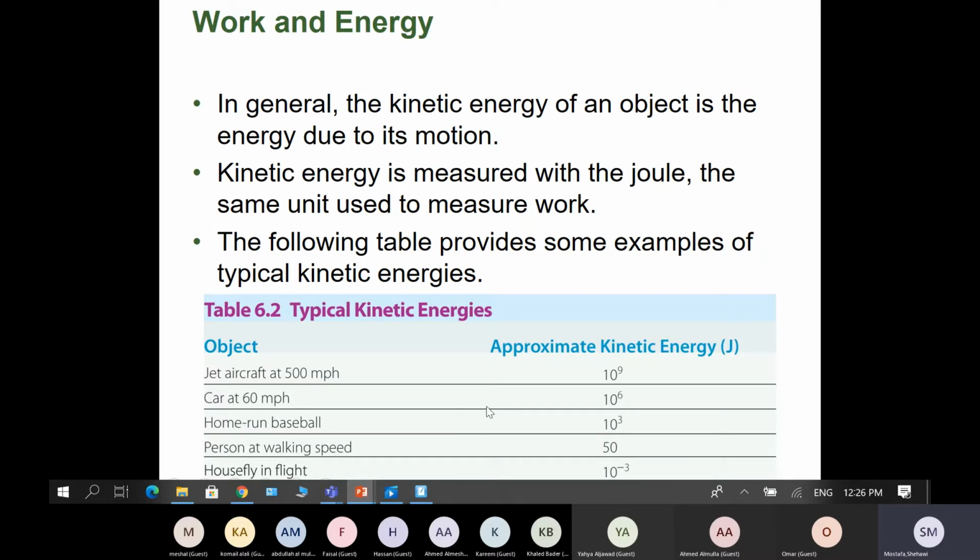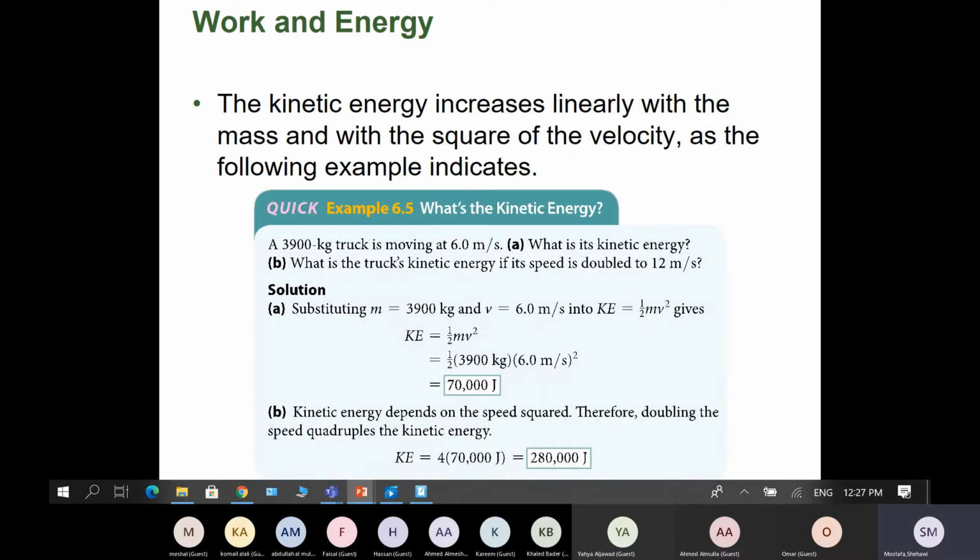The kinetic energy of the car moving at 60 miles per hour. A home run baseball is 1000 joule. A person at walking speed, 50 joule. This is the kinetic energy. A house fly in flight is 10 to the power -3 joule, and so on. So these are typical amounts of kinetic energy. Let's start from the beginning.